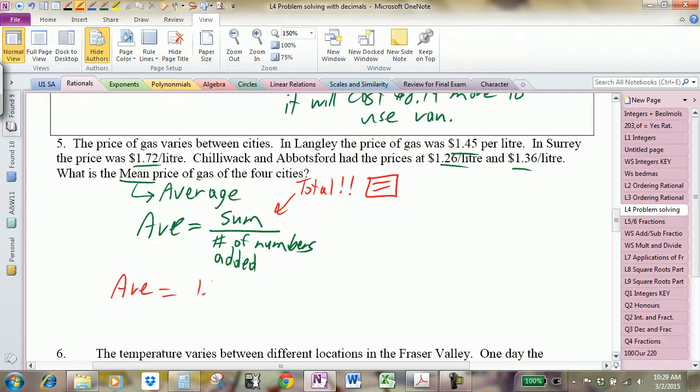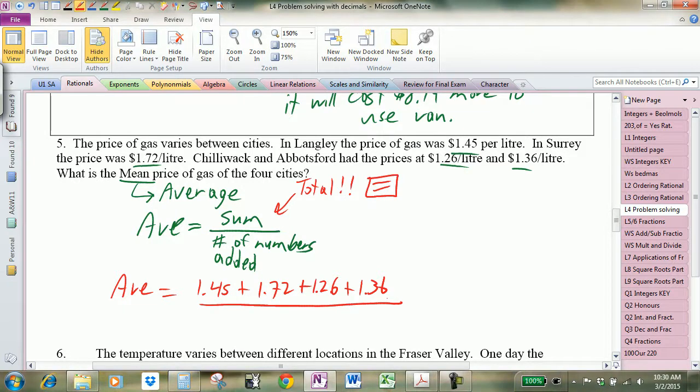So we're going to go 145 plus 172 plus 126 plus 136. What should we divide by? Yep, but I'm just going to write it down first before you even touch your calculator. Smart guy. How many numbers did you add? 4. So you should divide by 4. Okay. Go ahead and do that on your calculator.